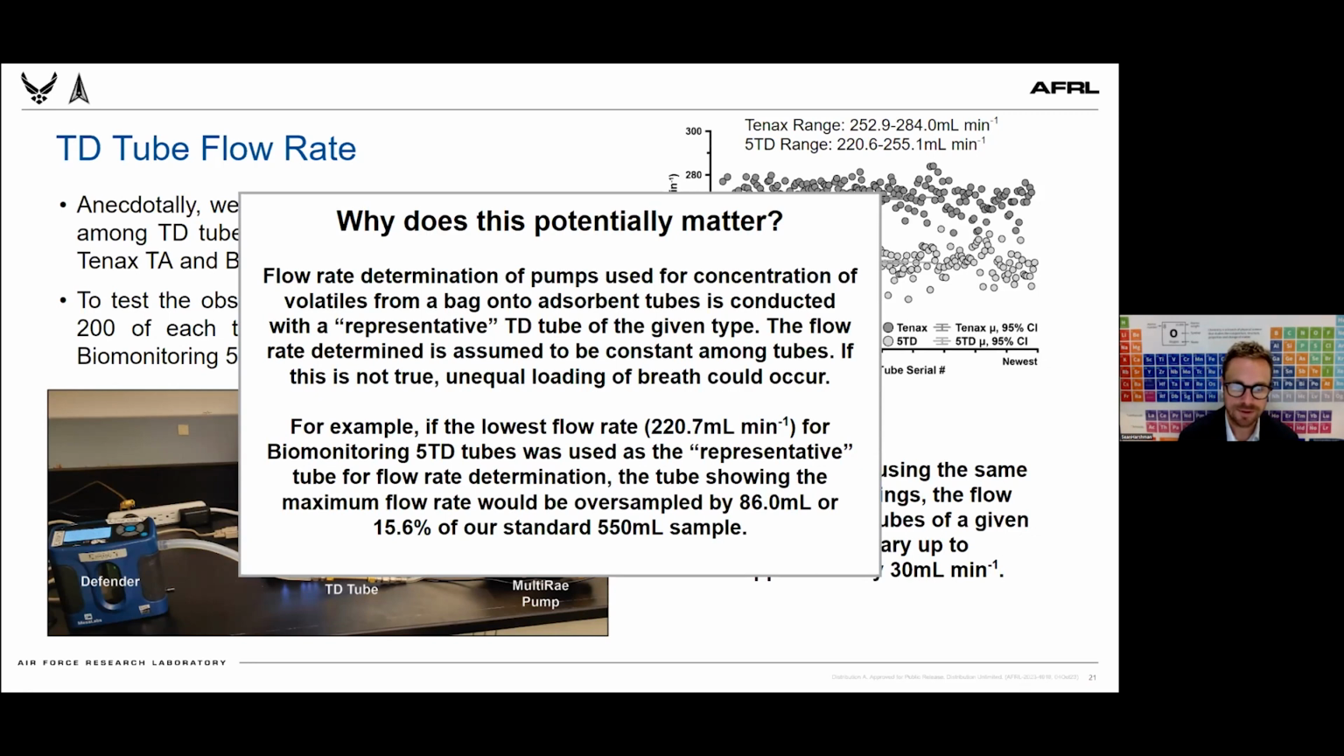So there is a potential that this could truly affect your loading, because all of your data is related to consistent loading. All of the TD tube data is assuming that you loaded the same volume on every tube. So there is a plausibility that this could affect your data. But I have some results that we're going to talk about.